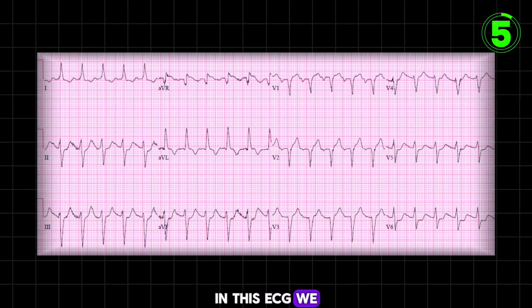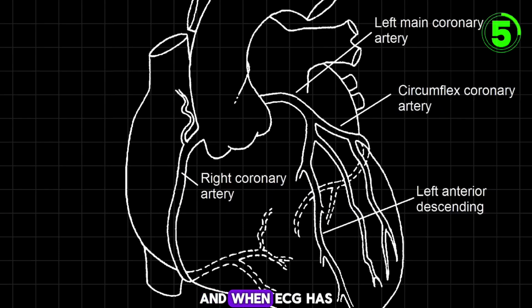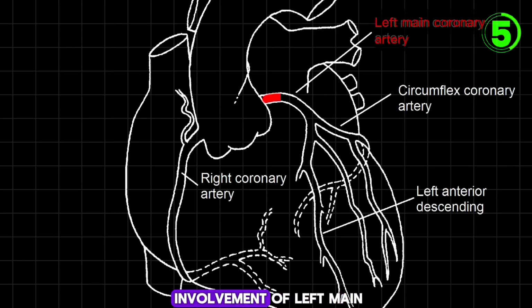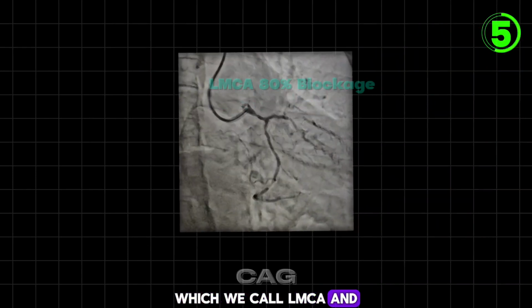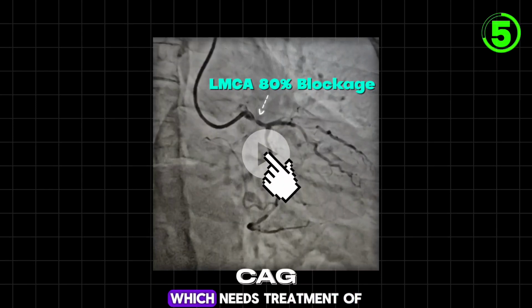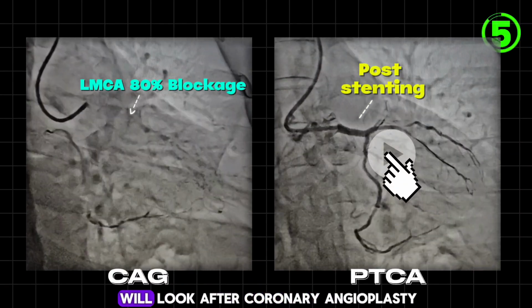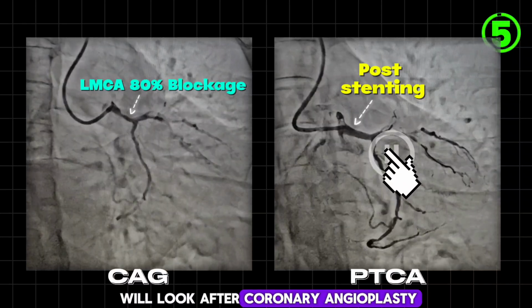Example number 5. In this ECG, we can see the ST elevation in lead aVR and V1, and when ECG has ST elevation in lead aVR, there is more likely involvement of left main coronary artery, which we call LMCA, and this is the example of LMCA blockage in coronary angiography, which needs treatment of coronary angioplasty, and this is how it will look after coronary angioplasty.